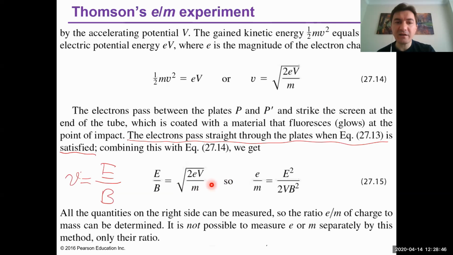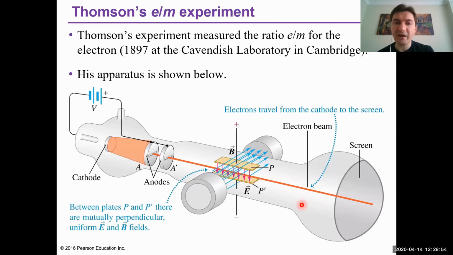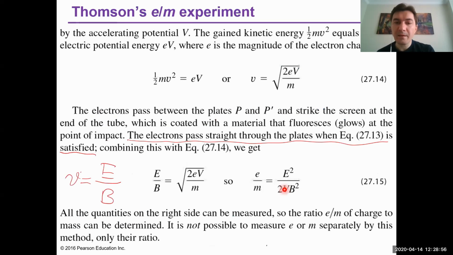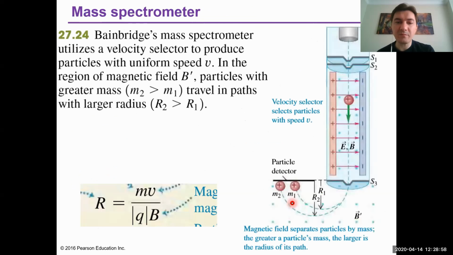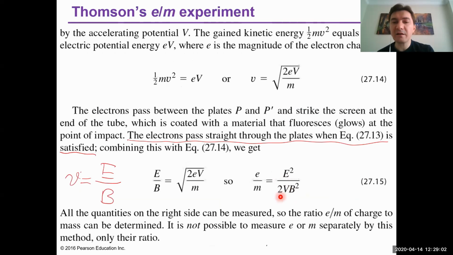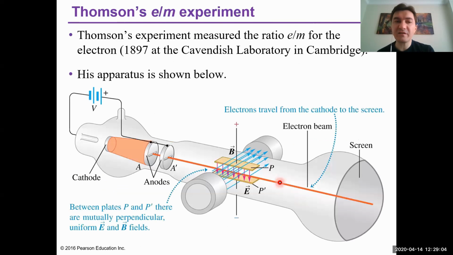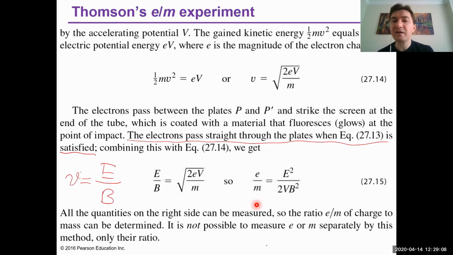Then take e over m from that expression. Take this one, E squared, the electric field between the plates. I know it. The magnetic field between the poles, I know it. And the potential difference between cathode and anode, I know it. Then I can calculate e over m, okay? This is what Thomson did in his experiment.